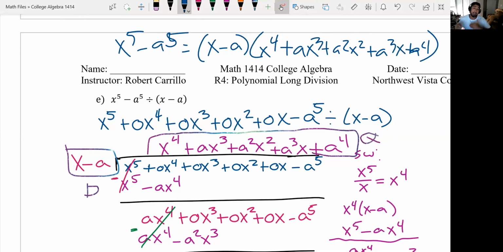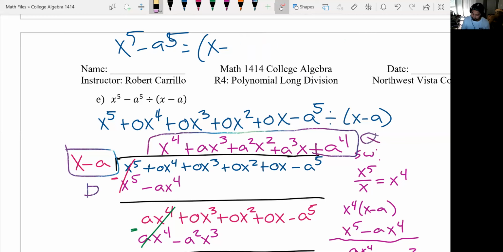It's amazing. This is why I say everything's factorable. You did not know that. You now know the formula to factor a difference of fifths. And we just proved that by long division. Cool stuff today. You're just like, yeah, whatever. That was a lot of math.